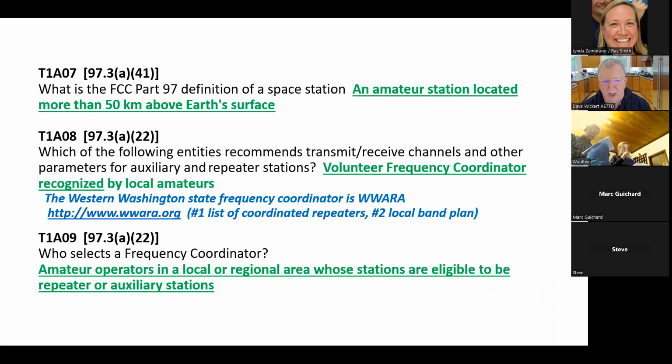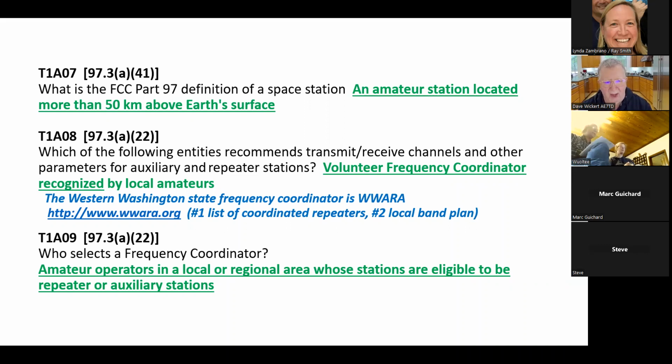If it's located above 50 kilometers, then that's considered an amateur station, a space station. So satellites, the International Space Station, all of those would be considered a space station. Next question.